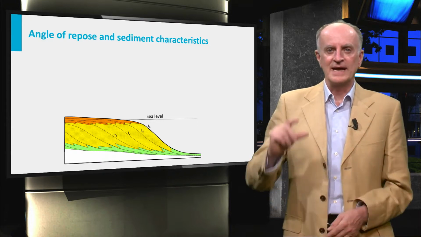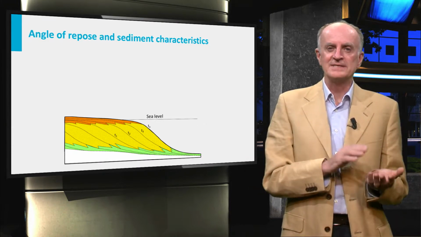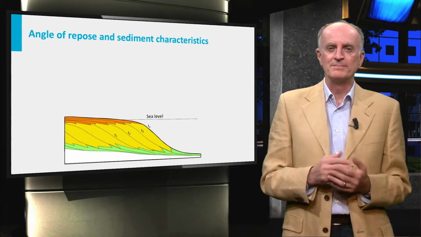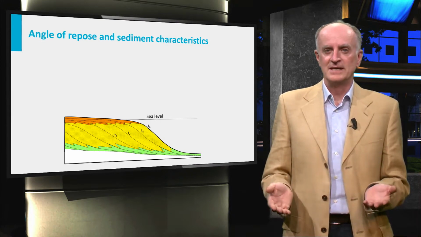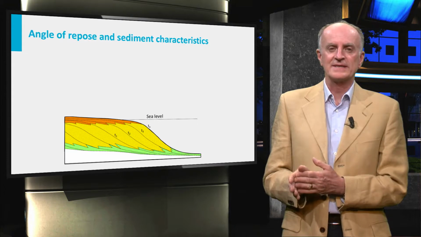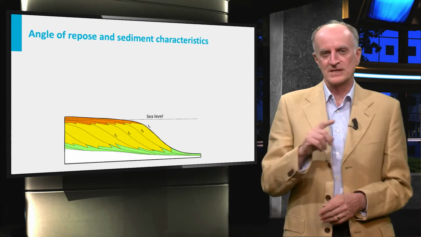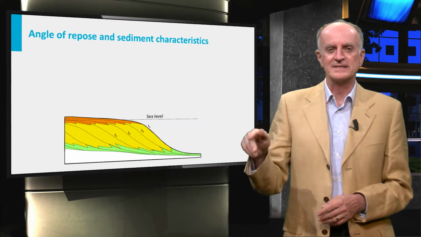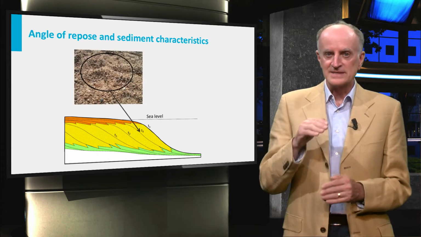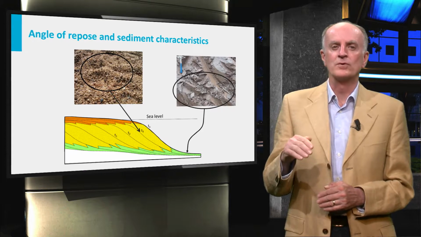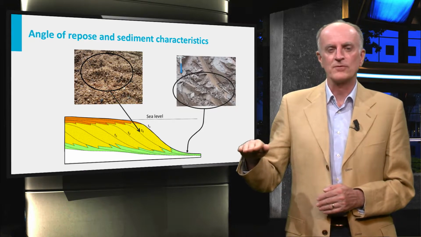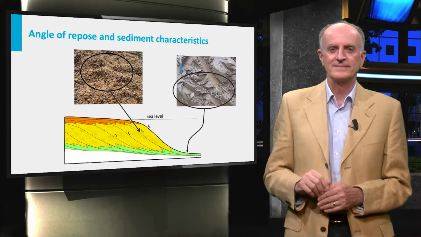This link between angle of repose and characteristics of the sediment is of great importance for subsurface studies because it can be used to predict sediment grain size. In the slide, you see a vertical section across a prograding delta system. You can see that the steeper layers are made up of coarse sand, while shale forms the flat-lying layers.